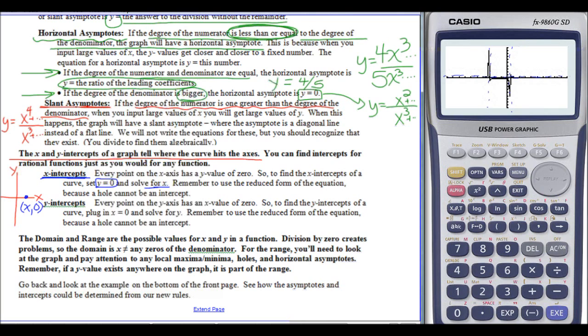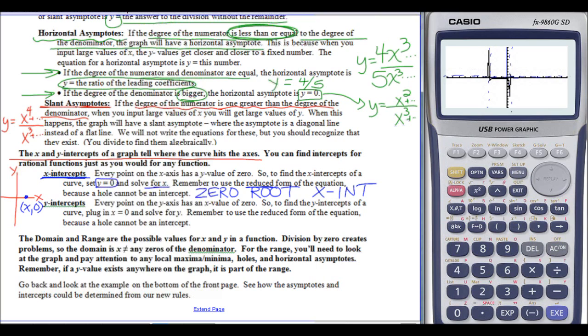Remember, we have to use the reduced form of the equation because a hole cannot be an intercept. So if we've already canceled a factor out, there's no way that it's going to be an x-intercept. It's gone now. It's just a hole. We can also find the x-intercepts by finding the zeros or the roots on our calculator, or the x-intercepts, whatever button you happen to have on yours.